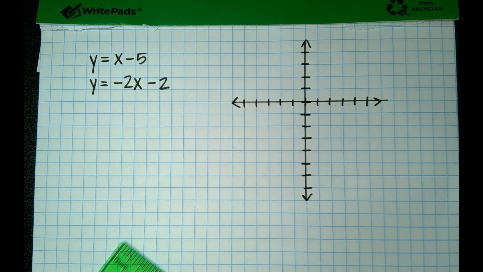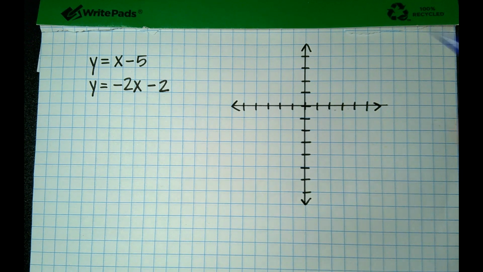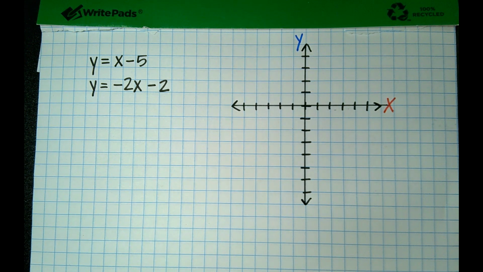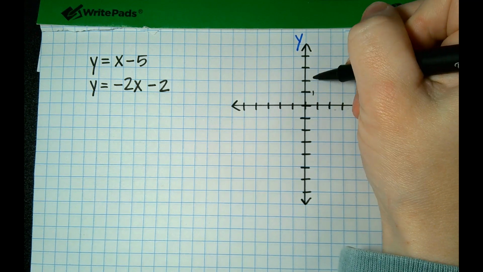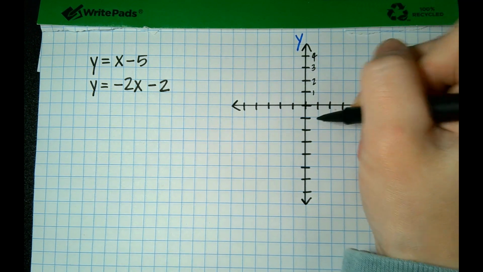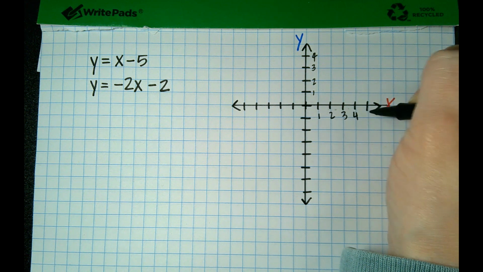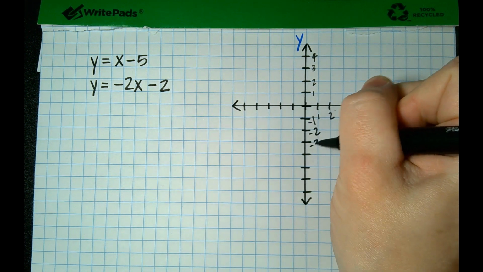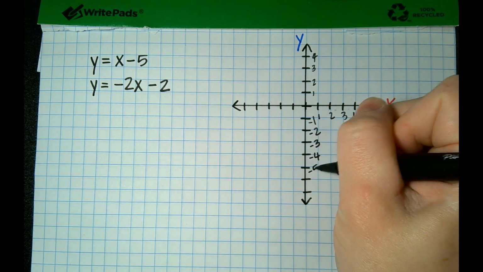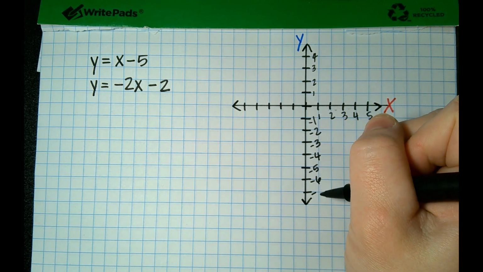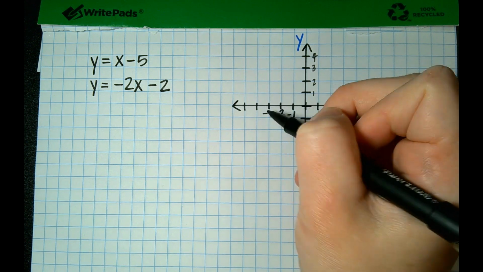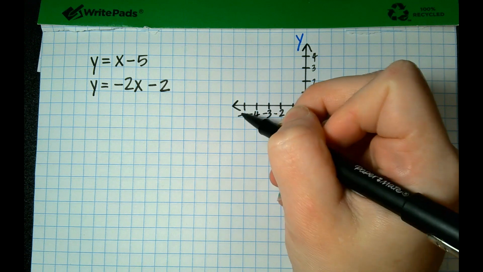Okay, here's my graph, and my y-axis is the one that goes up and down. My x-axis goes left to right. Let's make sure we remember how to graph a line. So when I'm looking at these equations, how do I start the graphing process? What do I need to identify in both of my equations? Y-intercept. Yes, my y-intercept. What else do I need to find? Rise over run. My rise over run, my slope.